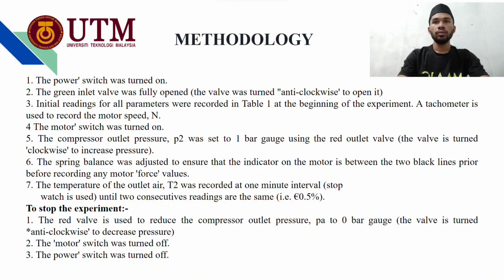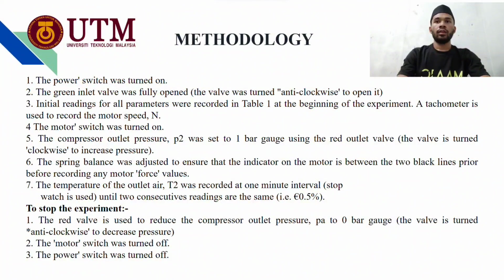Fourth, the motor switch was turned on. Fifth, the compressor outlet pressure P2 was set to 1 bar gauge using the red outlet valve. The valve is turned clockwise to increase pressure. Sixth, the spring balance was adjusted to ensure that the indicator on the motor is between the two black lines before recording any motor force value. Seventh, the temperature of the outlet air T2 was recorded at 1 minute intervals using a stopwatch until two consecutive readings are the same, which is less than 0.5%.